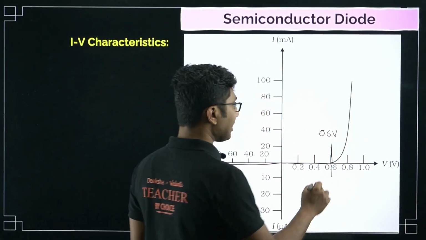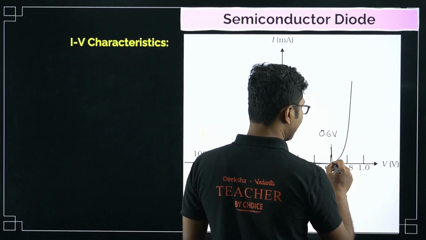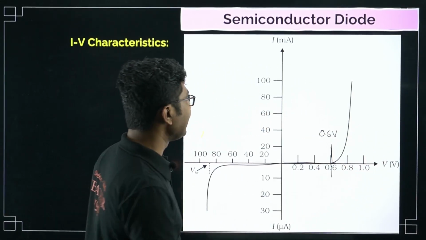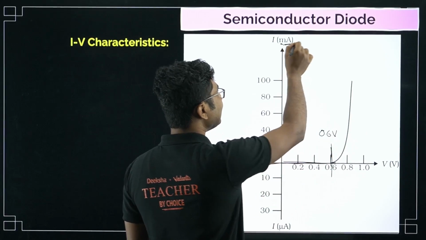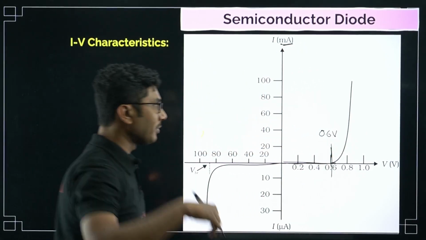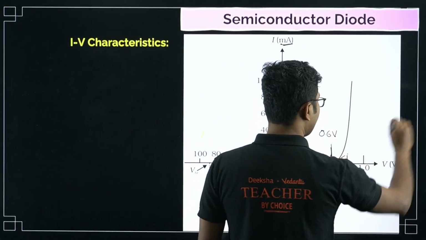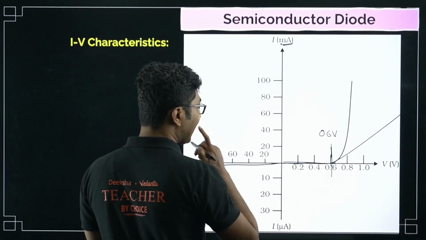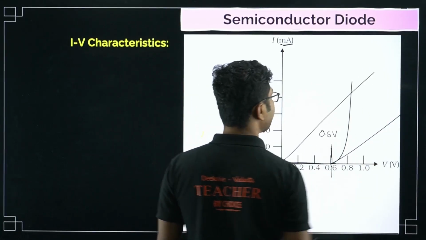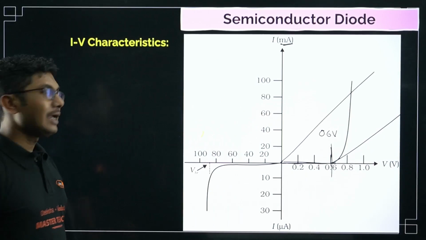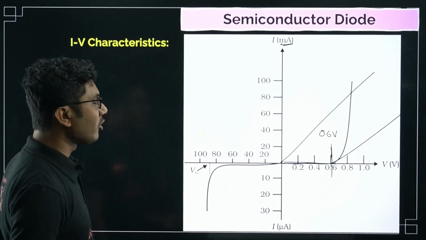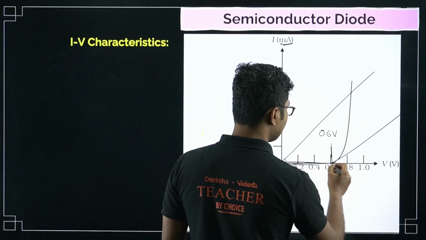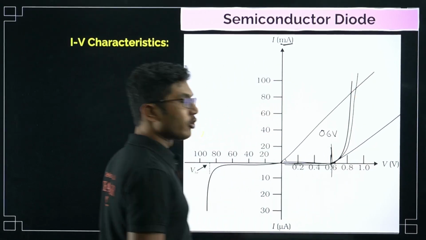Once the barrier potential is overcome, as you can see, as you increase the input voltage, the current increases significantly and it is in the range of milliampere. Normally for Ohm's law, the graph is a straight line, and not only that, the graph is a straight line starting from the origin. This is the normal ohmic graph. But in this case it is not a normal ohmic graph because the graph is like this. So this is a non-ohmic conductor.